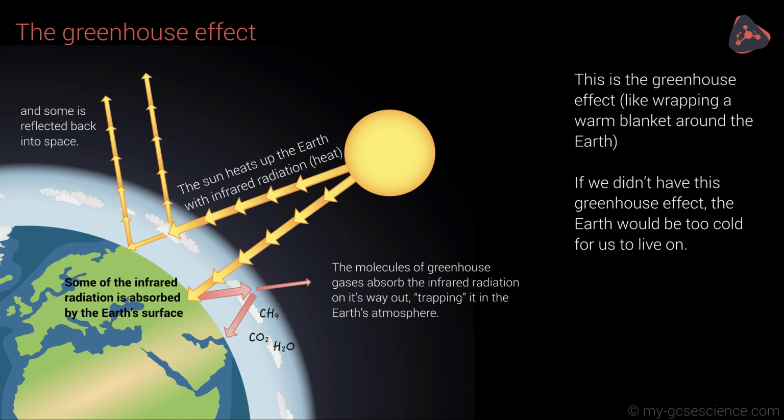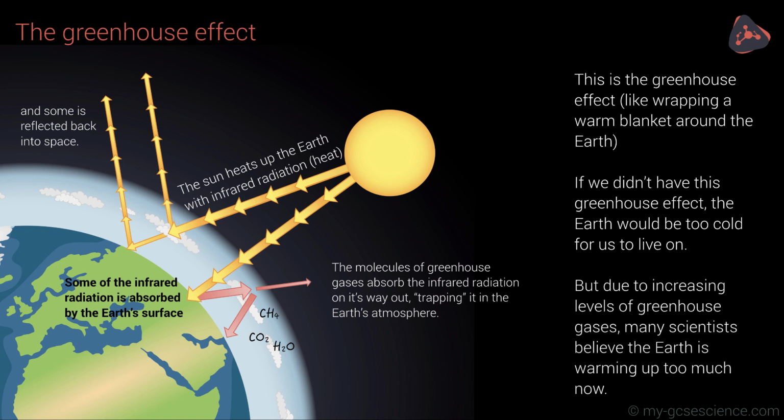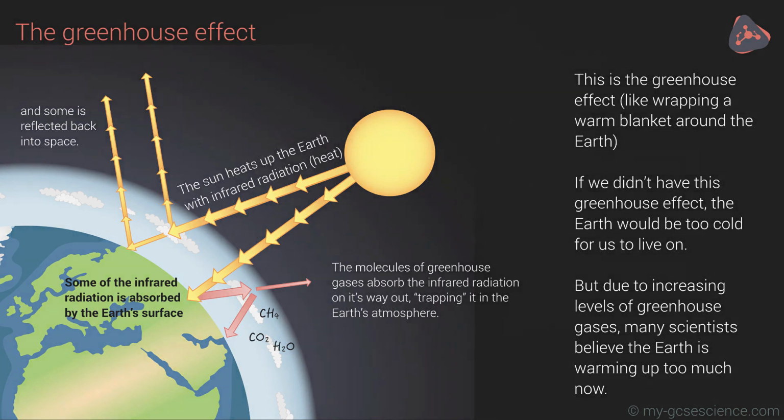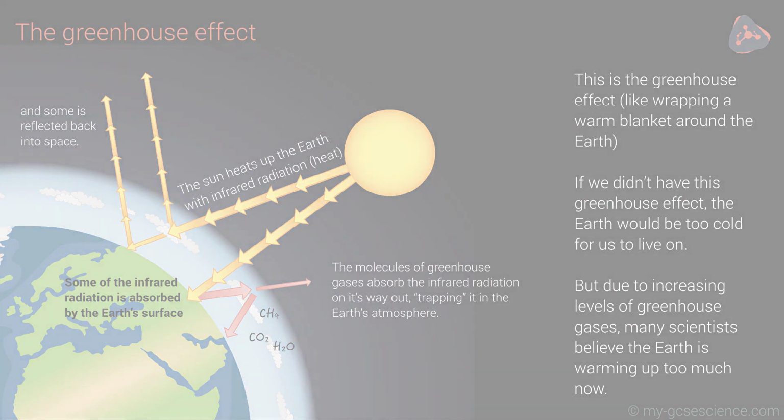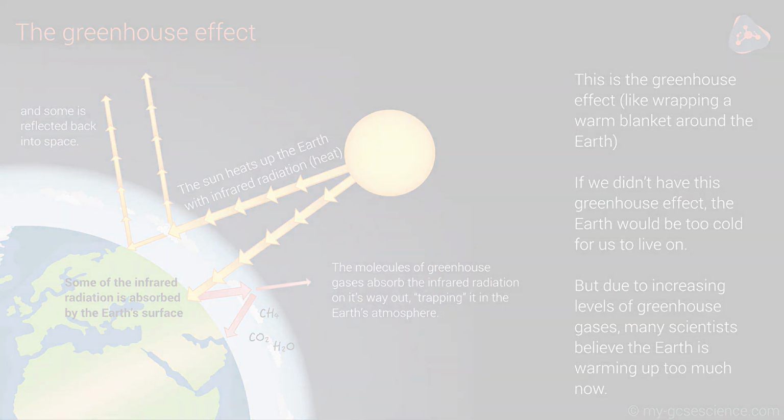Due to the increasing levels of greenhouse gases, which we'll talk about later in this video, many scientists believe that the Earth is warming up too much now. So although the greenhouse effect is a natural and positive effect, if the levels of greenhouse gases get too high, then it's possible we could irreversibly change the climate of the Earth and upset the balance that's evolved over millions of years.